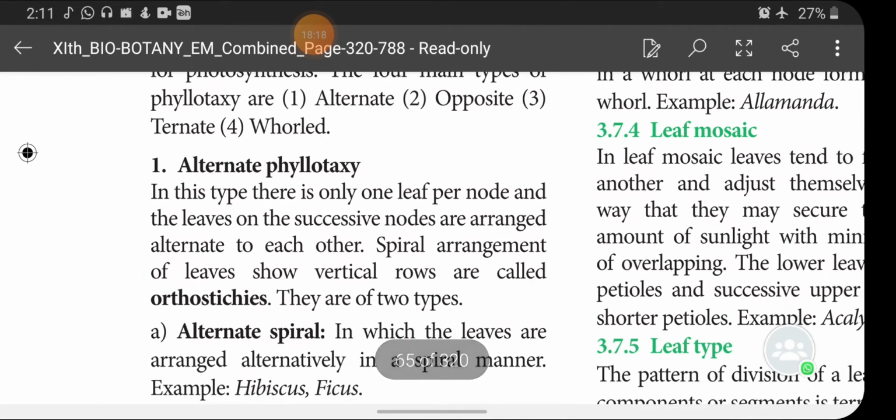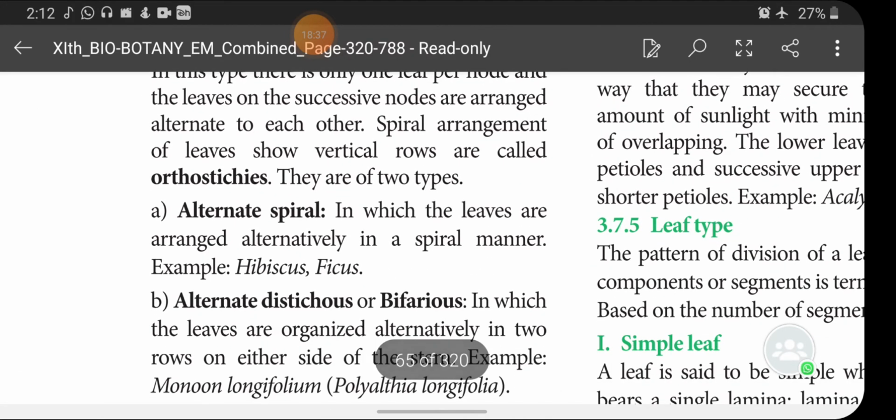Okay, alternate phyllotaxy. In this type, there is only one leaf per node and the leaves on successive nodes are arranged alternate to each other. Spiral arrangement of leaves shows vertical rows called orthostichies. There are two types. Alternate spiral, in which the leaves are arranged alternately in a spiral manner, example hibiscus and ficus. Then alternate distichous or biseriate, in which the leaves are organized alternately in two rows on either side of the stem. Example, Polyalthia longifolium.